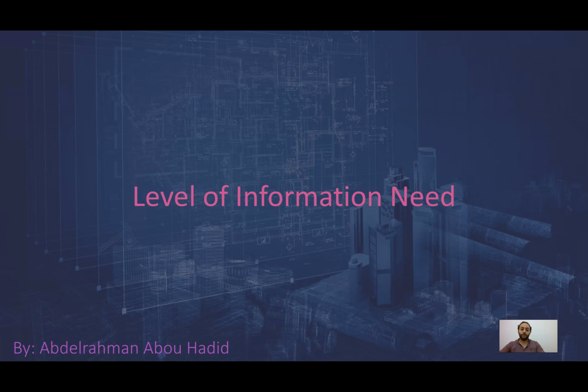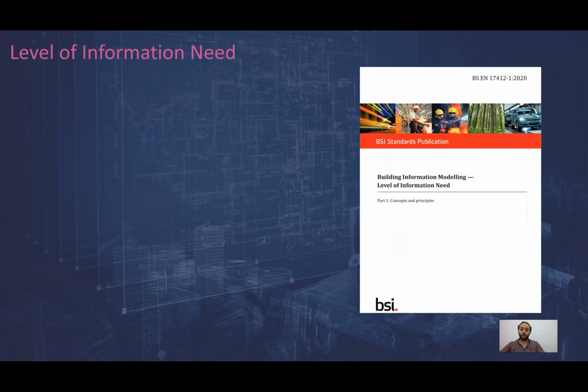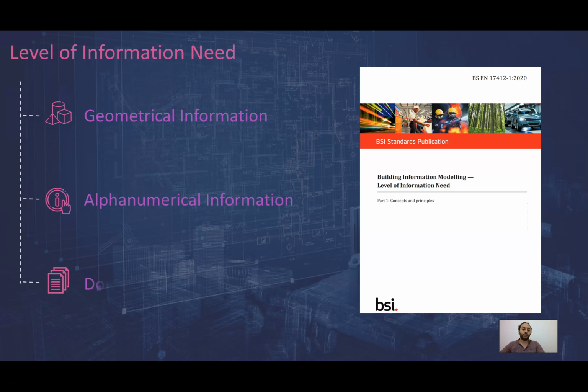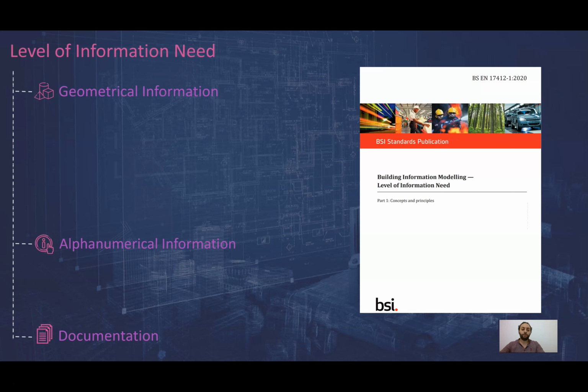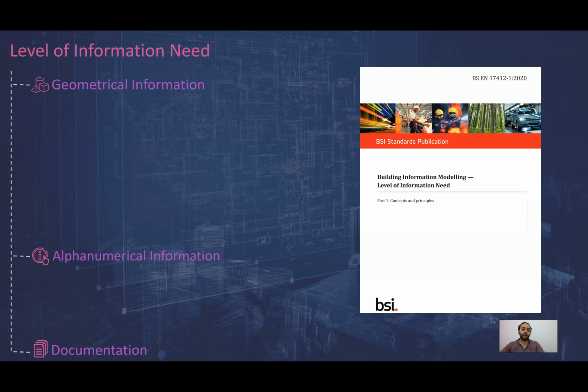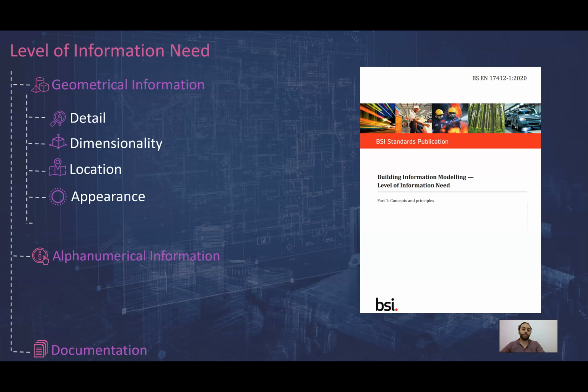I will illustrate the level of information need based on BS EN 17412, Level of Information Need Part 1: Concepts and Principles. What we need to specify when we talk about the level of information that we really need: the geometrical information, the alphanumerical information, and the documentation. In terms of the geometrical information, there are 5 things to specify. First, the detail, dimensionality, location, appearance, and parametric behavior.